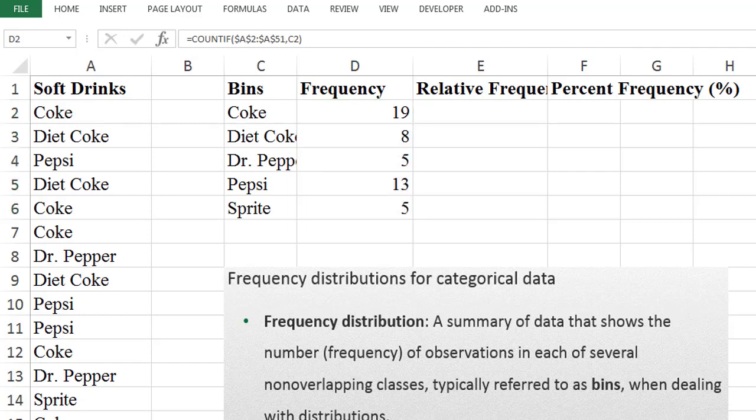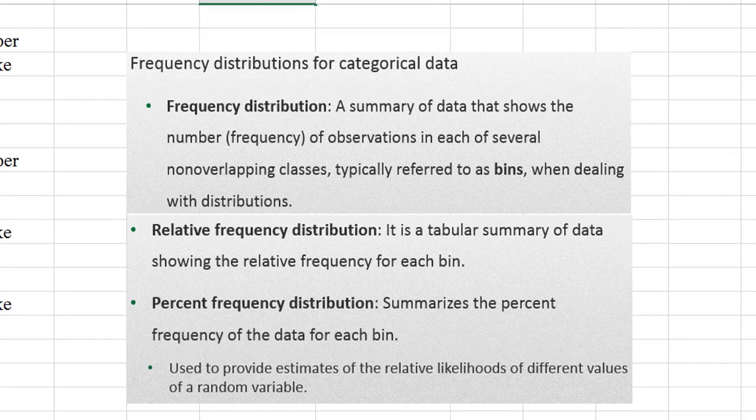So, which was the most popular soda? Well, it's Coke by far. Now, many times we want to see not just the count, but the proportion or percentage of items in each bin. The relative frequency distribution here gives the proportion of items belonging to each bin, and the percent frequency distribution gives the corresponding percentage.